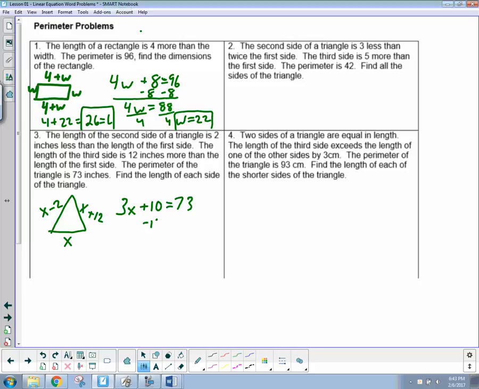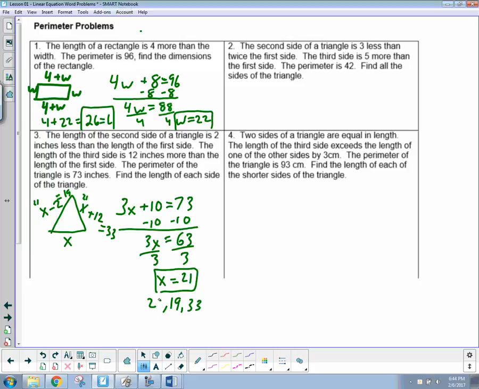Subtract 10, equals 63. 3x divided by 3. I think this is going to be 21. Now, we're not done yet. That's one side. Plug that in for the rest of these x's to get the rest of the dimensions. So 21 minus 2 will give us 19. So 19 is the other side. And the last one, 21 plus 12, that's 33. So 19, 33, 21 inches.